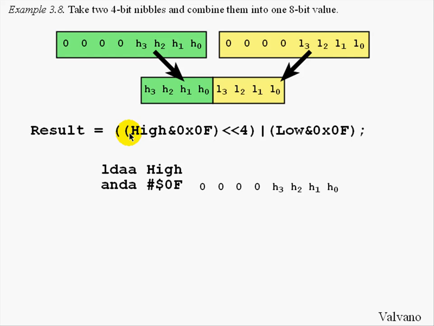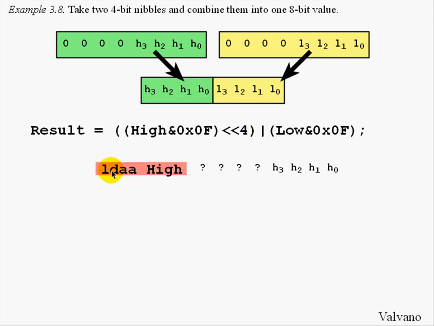In C, we could make the top 4 bits of the first part 0 by ANDing it with 0f before we shifted it. And similarly, we could make the top 4 bits of the second part 0 by ANDing it with 0f before we combined it. In assembly language, we bring in the first nibble.